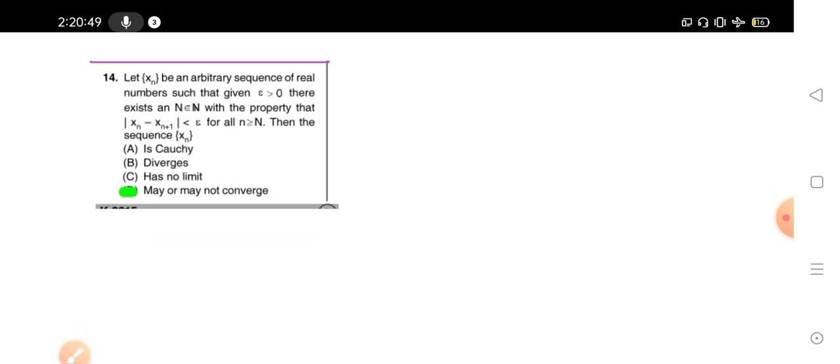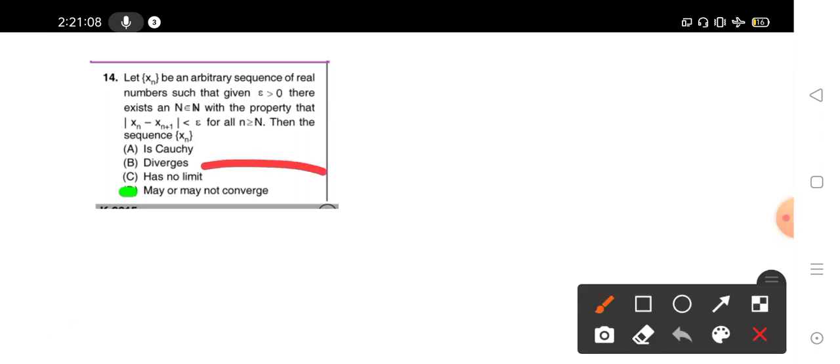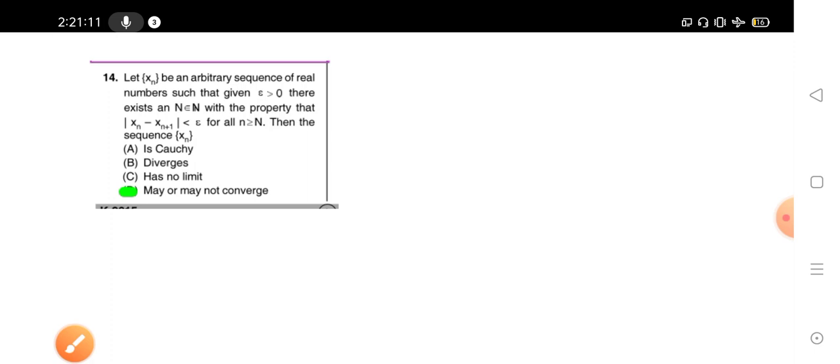Next question. Let xn be an arbitrary sequence of real numbers such that given epsilon greater than 0, there exists an N belonging to natural numbers with the property that mod of xn minus xn plus 1 is less than epsilon for all n greater than or equal to N. Then the sequence xn may or may not converge. Option D is correct.